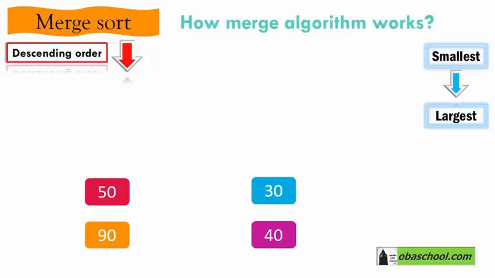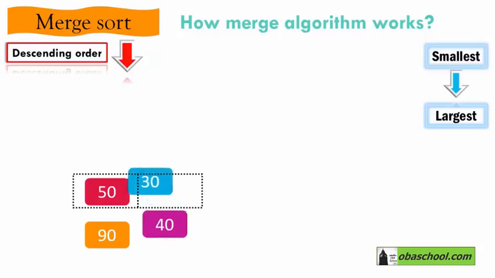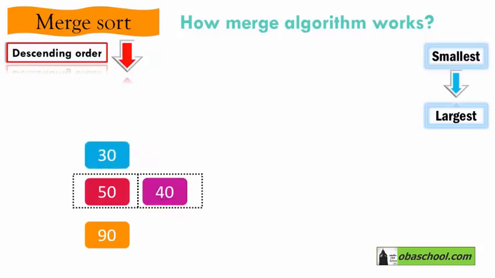Okay, now let's continue. Now the numbers will go closer to each other like this, and the merge algorithm will compare the first two numbers that are next to each other. Of course, the smaller will be on top. 30 is smaller than 50, so it will go up like this. The 40 will go up next to the 50. Now the 50 and 40 are next to each other.